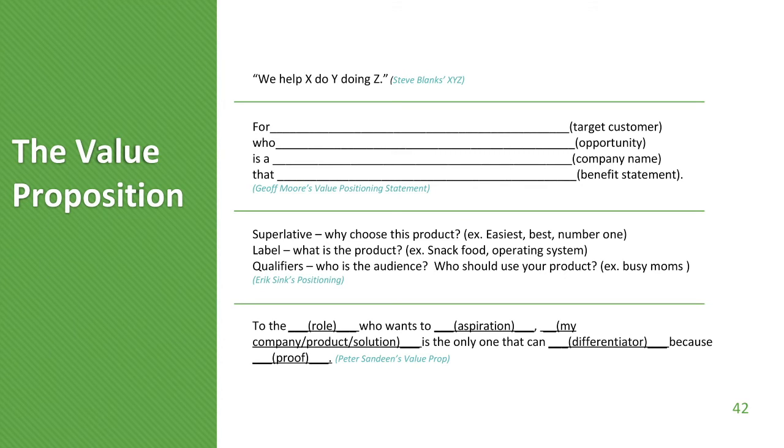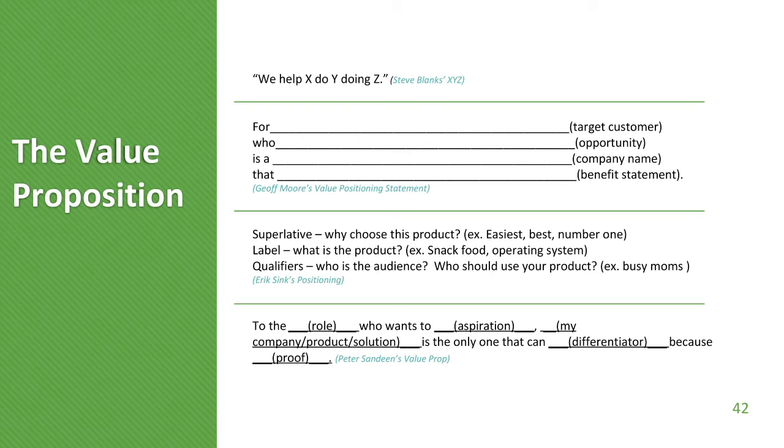It's crazy. That's very theoretical and conceptual. So how do you actually do it? Just like this. It's not that hard. It's very simple. The simplest way to do a value prop is we help X do Y doing Z. That's it. There's your value prop. You've identified the who, you've identified what they're trying to do, and you've identified how you're going to help them.